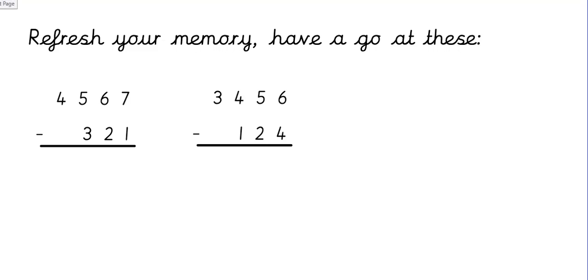Okay, let's check your answers. So for the first one, 4,567 take away 321, your answer should be 4,246. And for your next one, 3,456 take away 124, you should have the answer of 3,332. Check your answers with mine. Well done if you got them right.